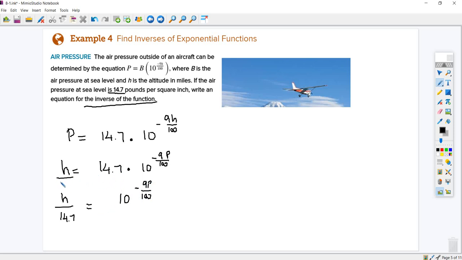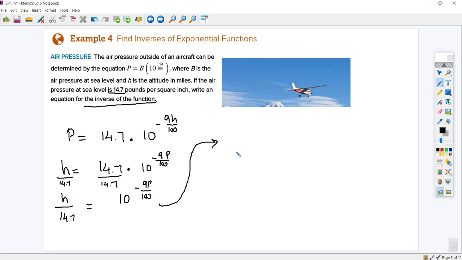Okay, maybe I should write here too. 14.7. Always get rid of the coefficient first. Now you have H over 14.7, this is together, is equal to 10 to the power negative 9P over 100. If you want to solve for P, it's not that easy. It's not just elementary operations anymore. You have to convert this exponential equation back to a logarithmic equation. One more time. This is your Y, this is your B, the base 10, and this is your X. They will just switch in logarithm.